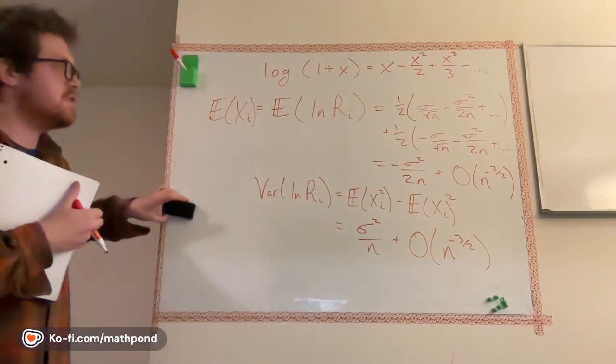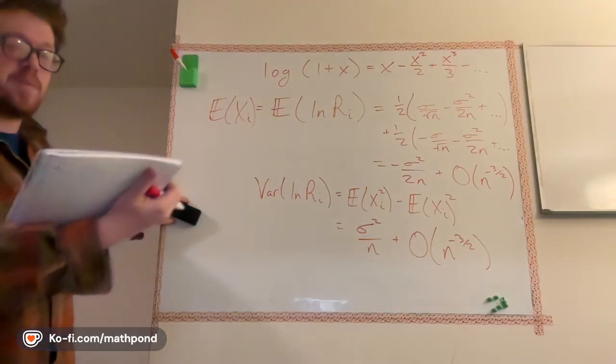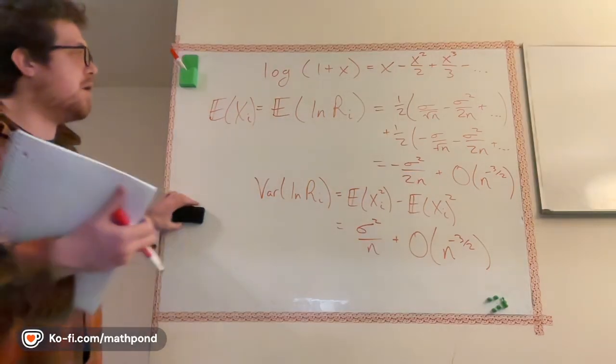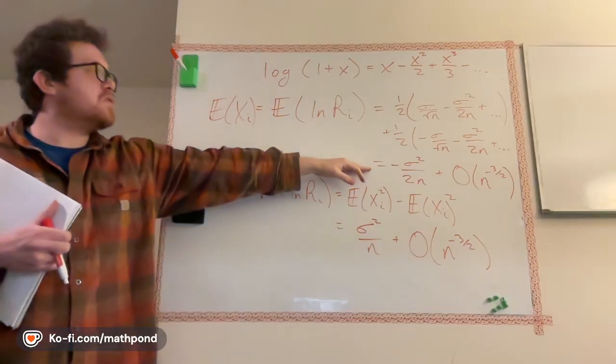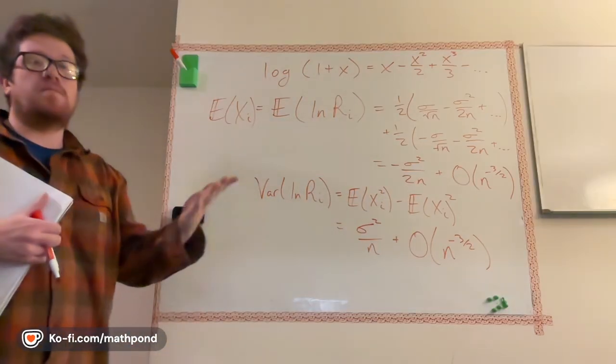No one has any questions about this? So this is the first part of the argument, and then we just need to make some sort of argument about when we add up all these xi's, what happens. So that's going to use the central limit theorem.